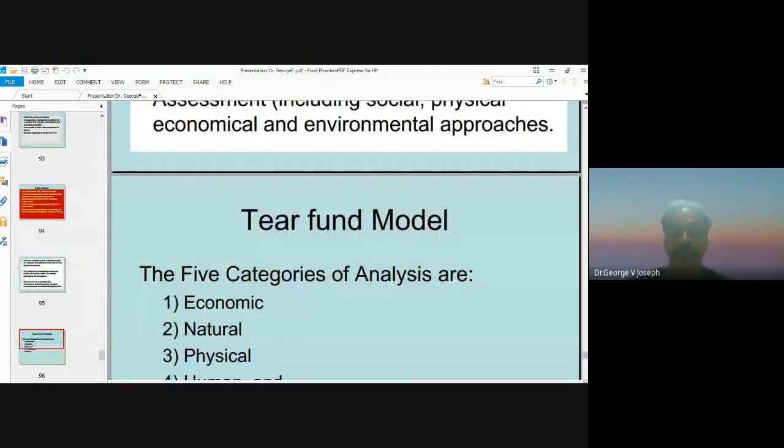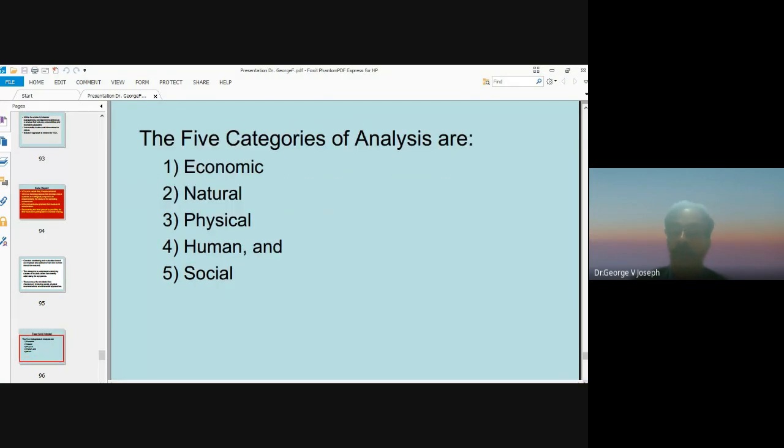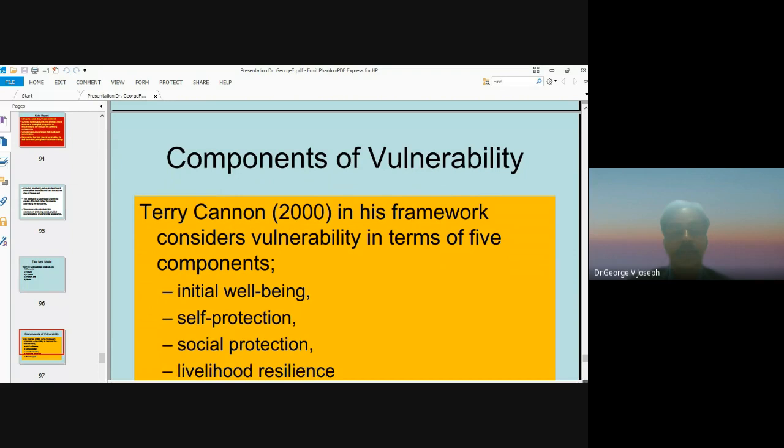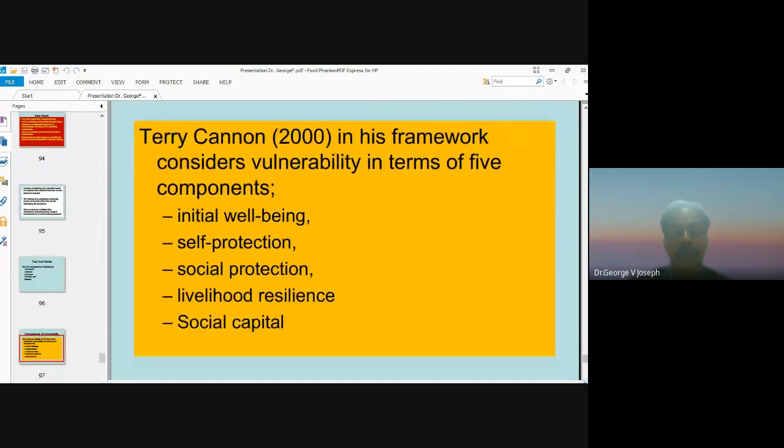There are various models, like the Turner model, which speaks about 5 categories of analysis: economic, natural, physical, human, and social vulnerabilities. Terrican, in his framework, considers vulnerability in terms of 5 components: initial well-being, self-protection, social protection, livelihood resilience, social capital.